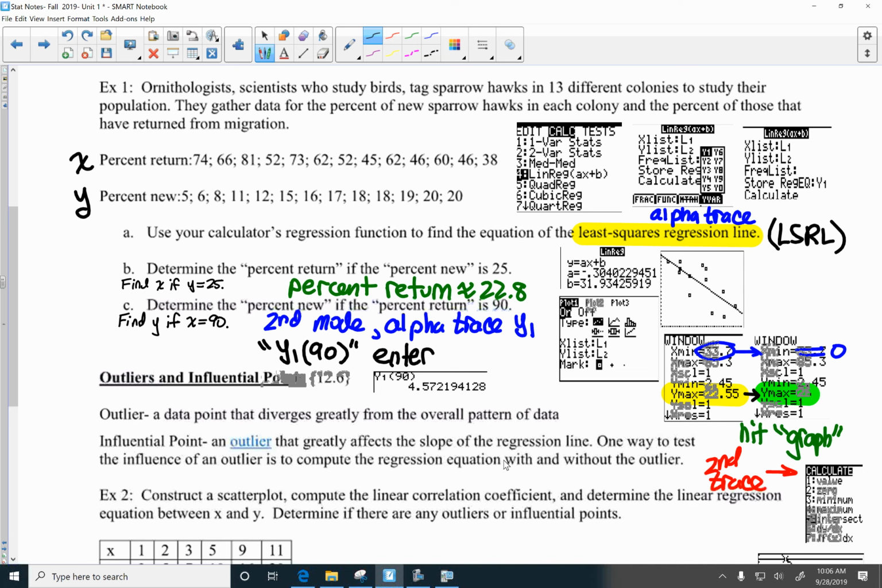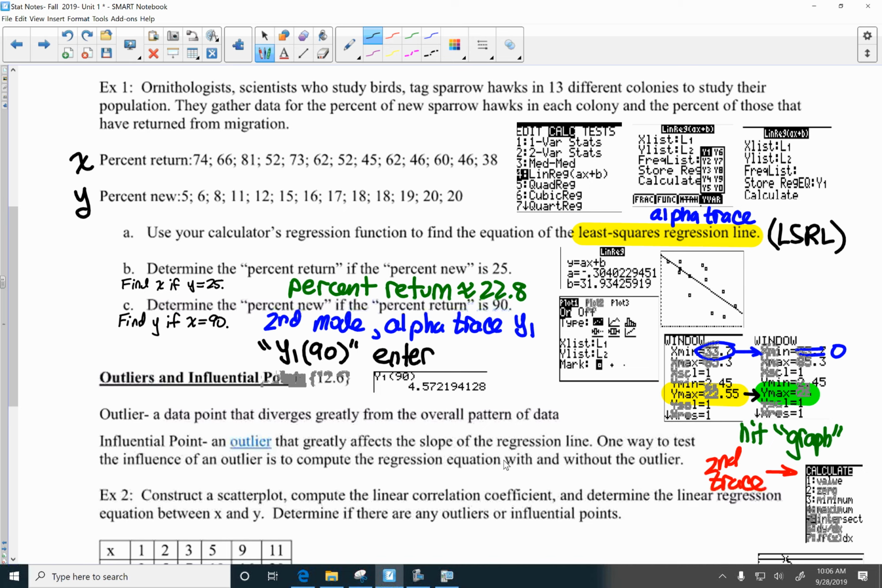All right, so that gives us flat out the Y value for a known X. So the percent return here is about 4.5. I'm sorry, the percent new is about 4.5, which I think kind of makes sense in the context of the situation, because if you have a particular colony and 90% of the birds that left are coming back, just in terms of space, that would not allow for a heavy influx of new birds. So the more of the original birds that return, the less new birds are going to come in.